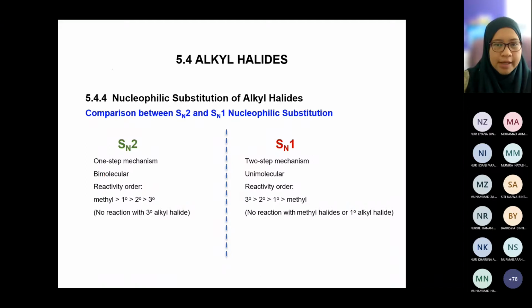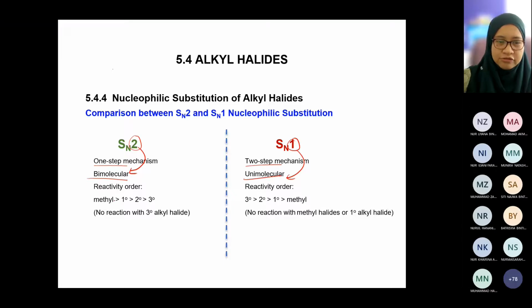So if we were to compare SN1 and SN2, katakanlah question asks for the comparison of SN1 and SN2, how would you compare these two? SN2 is a one step mechanism. Don't get confused with the number here, even though it is SN2, it is a one step mechanism. SN1 on the other hand is a two step mechanism. Jangan ingat two step, bukan. Two ni dia bimolecular, maksudnya dia ada dua reacting molecule. So it is bimolecular. This one is unimolecular. This is what the number represents.